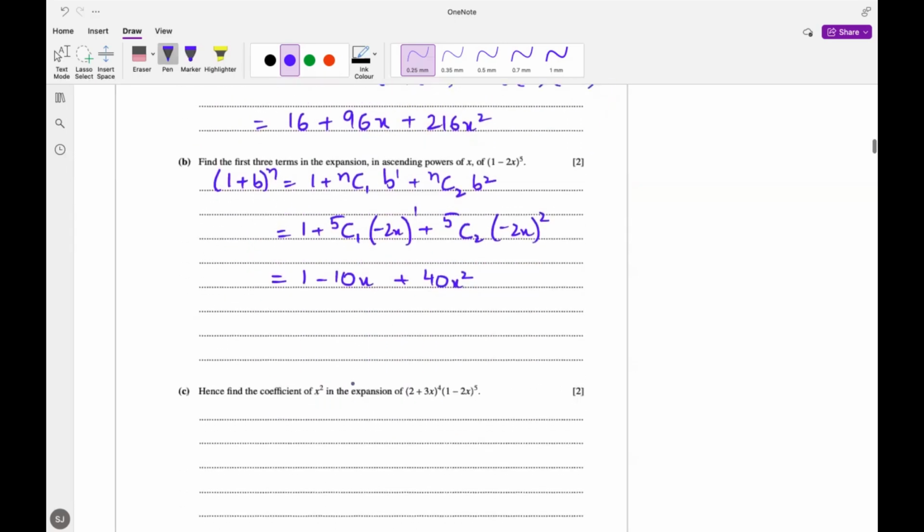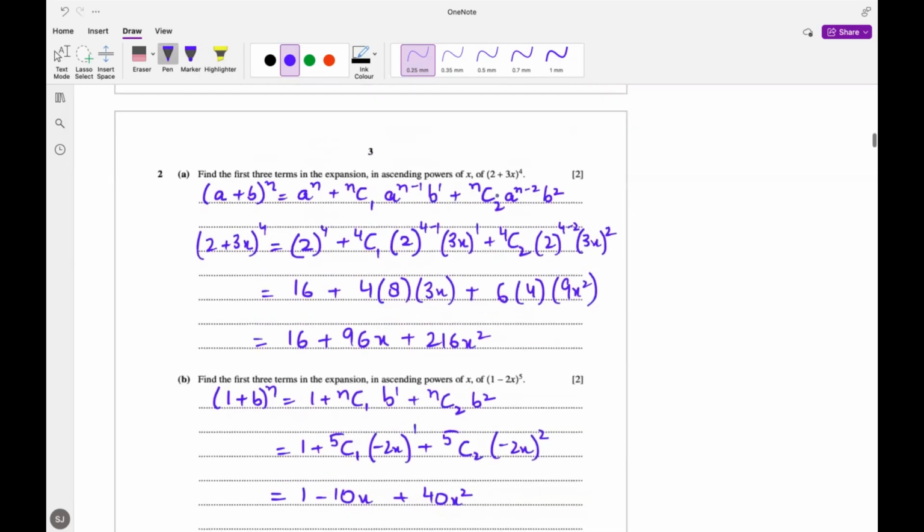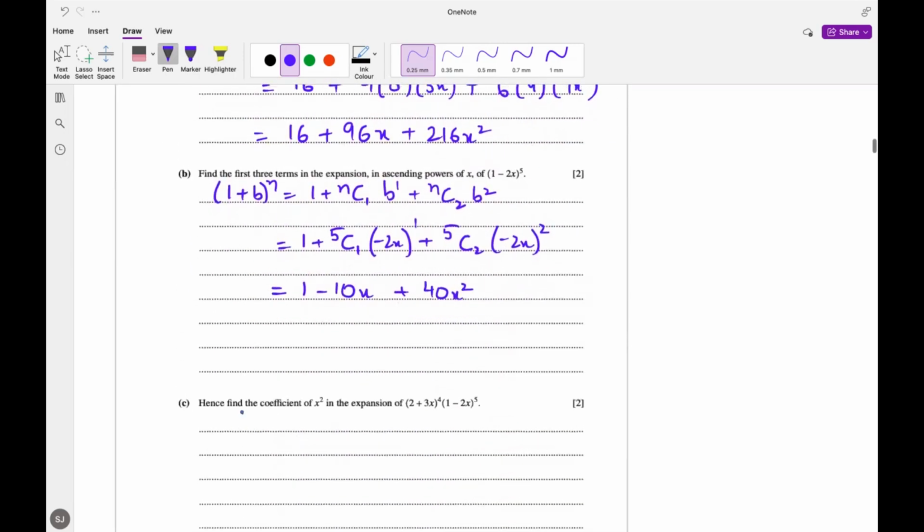In part C, we have to find the coefficient of x squared in the expansion of (2 + 3x)^4 into (1 - 2x)^5. Now, we already have the expansion of (2 + 3x)^4, which was 16 plus 96x plus 216x squared. And for (1 - 2x)^5, it was 1 minus 10x plus 40x squared.